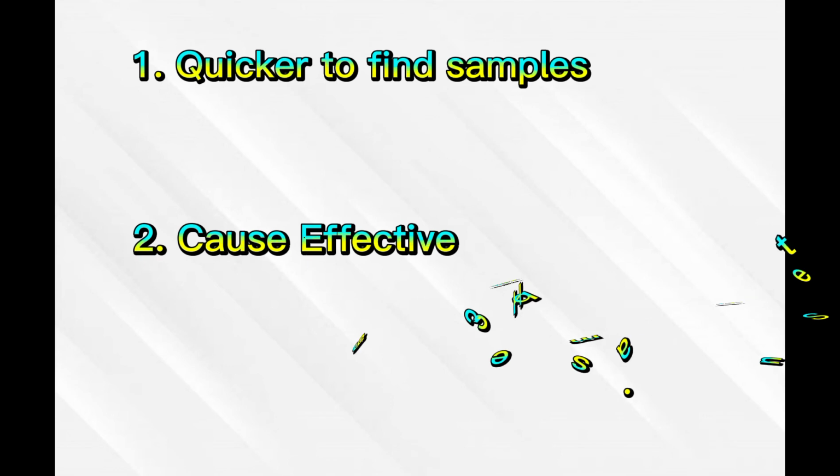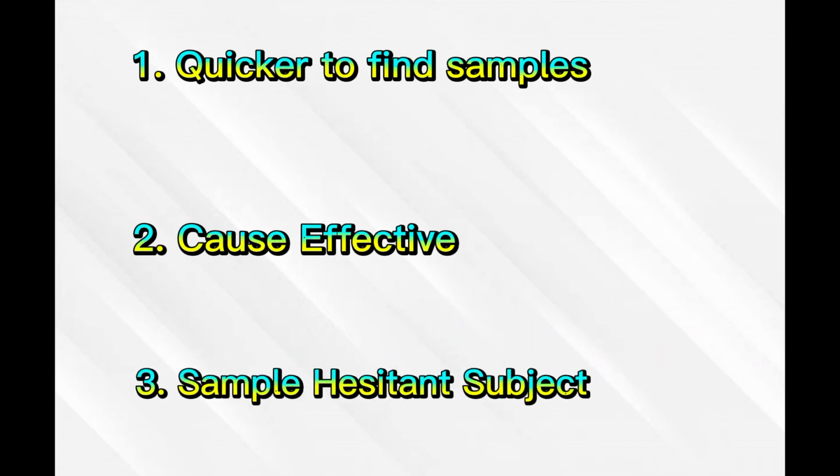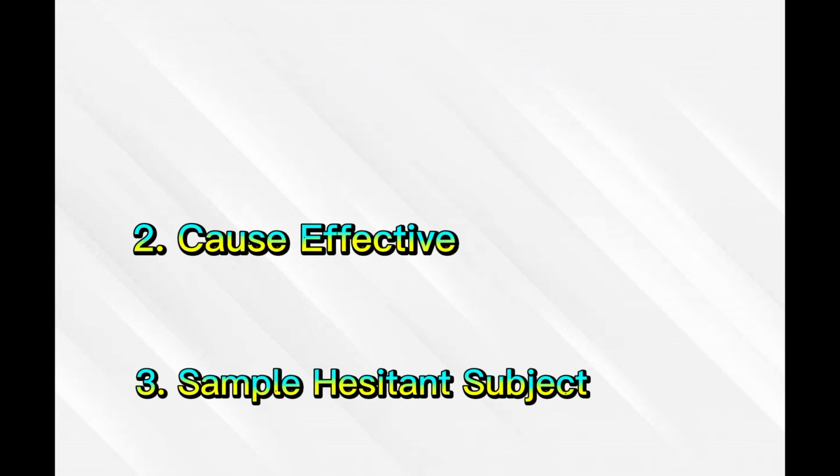Last one is sampling hesitant subjects. Some people are hesitant to come forward and engage in research studies because they are concerned about their privacy. Snowball sampling is useful in this situation because it asks for a guide from people who are familiar with each other. Certain segments of the target population are difficult to reach.